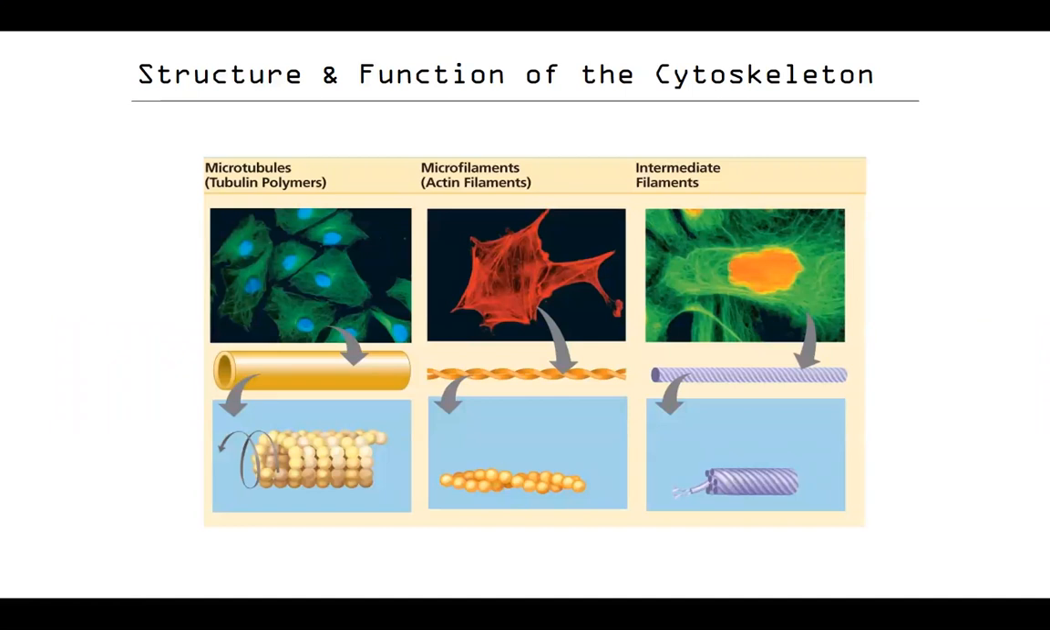So there are three main elements of the cytoskeleton that we're going to talk about, and each one has its own function and structure. So we'll be talking today about microtubules, which are going to be composed of tubulin proteins, microfilaments, which you may also know as actin filaments, which are going to be composed of actin, and intermediate filaments, which we'll see can be composed of a variety of different proteins. So we'll start with microtubules.